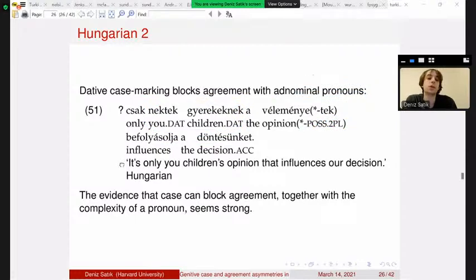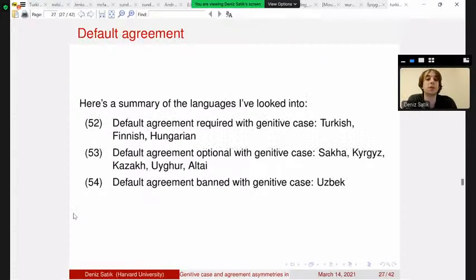So to conclude, the evidence that case can block agreement together with a complex pronoun like an adnominal pronoun construction seems quite strong. Case can block agreement. So here's a summary of the languages I've looked into so far before concluding on this argument. Default agreement is required with genitive case in Turkish, Finnish, and Hungarian. It's optional with genitive case in Sakha, Kyrgyz, Kazakh, Uyghur, and Altai. And default agreement is banned with genitive case in Uzbek.